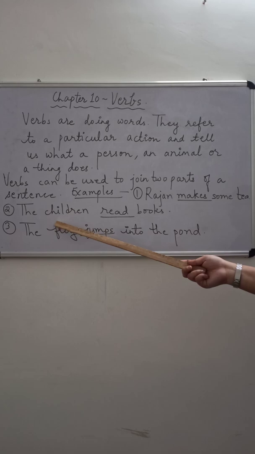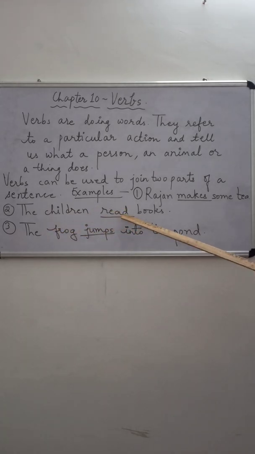Second example, the children read books. Now here the children are doing some action. What action are the children doing? The children are reading books. So read is an action word. So read will be a verb.